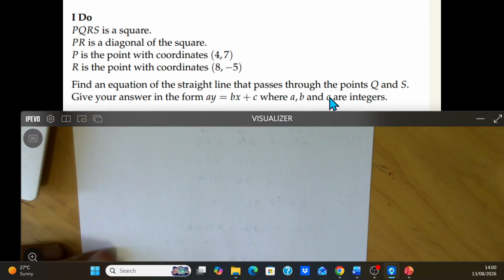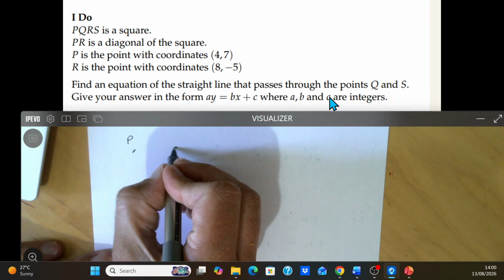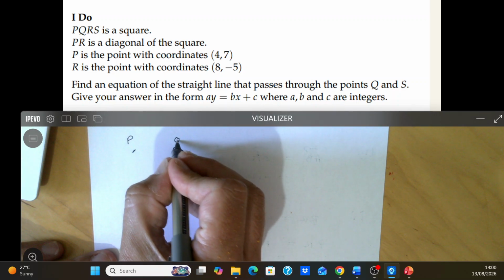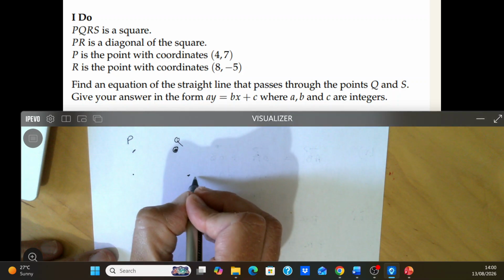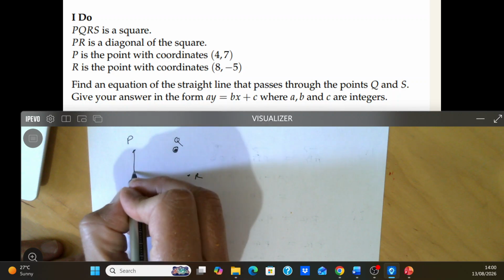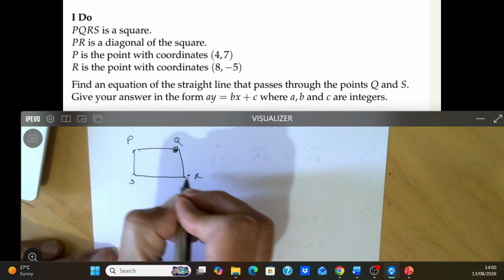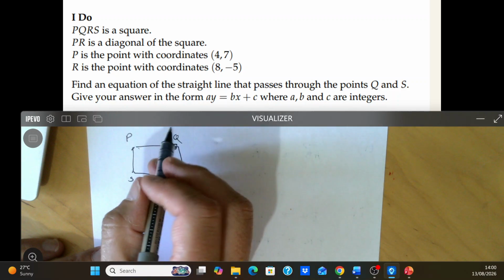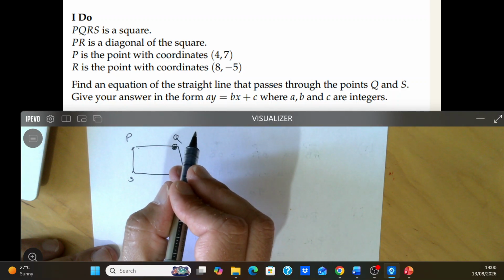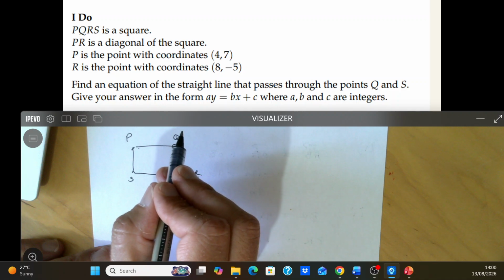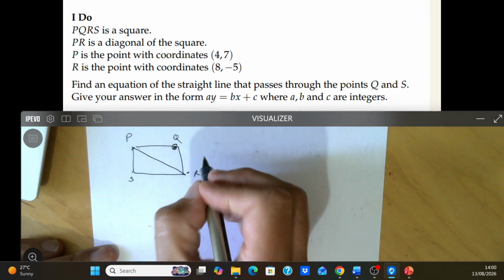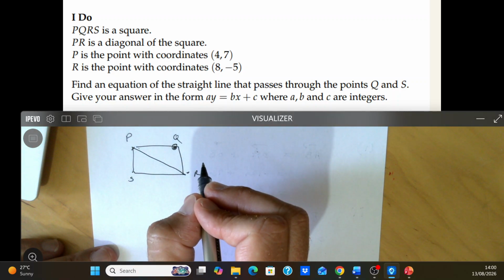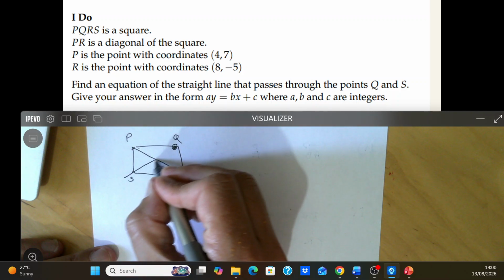Right, so we have a square, P, Q, R, S. Badly drawn square. And we know the coordinates of P and we know the coordinates of Q. There is a diagonal. PR is the diagonal. And it's finding an equation of a straight line that passes through the points. So that is that line there.